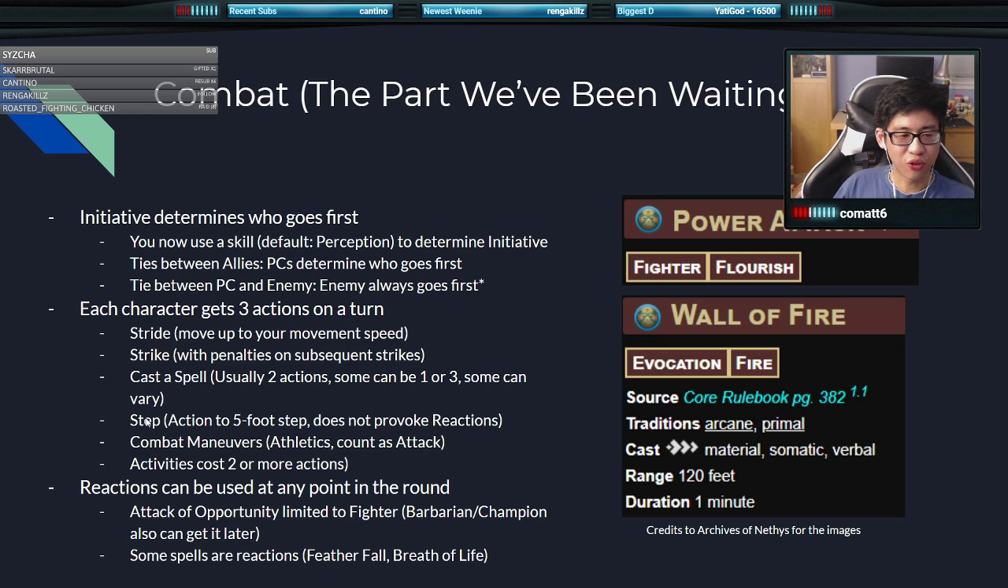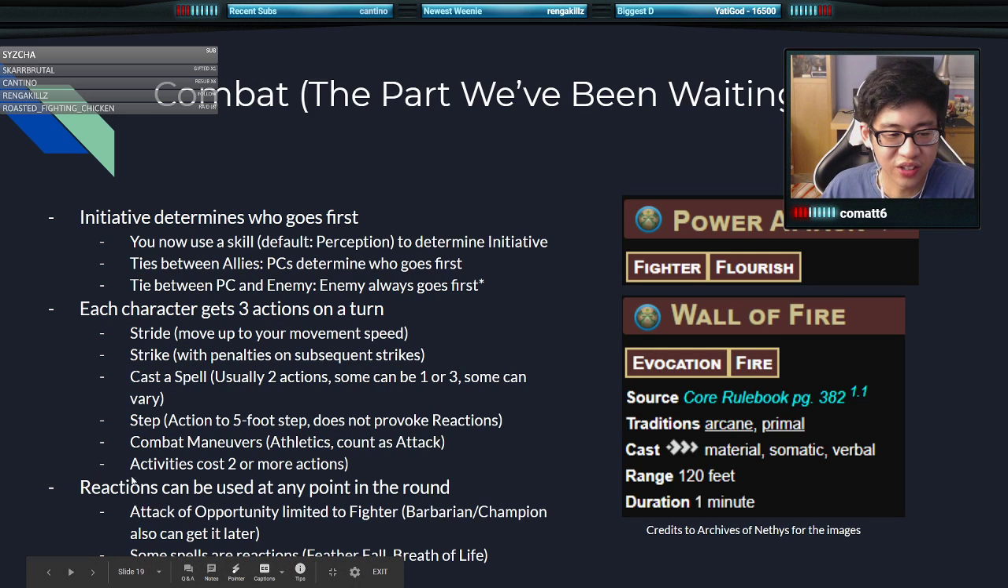And as I mentioned before, stepping, the 5-foot step from Pathfinder 1 makes its return. It takes 1 action to make this 5-foot step, but the benefit of doing so means that you don't provoke any reactions, which can be nice. Combat maneuvers such as grappling, shoving, tripping, and disarming require an athletics check and count as an attack, and as a result, your multiple attack penalty will apply to it.